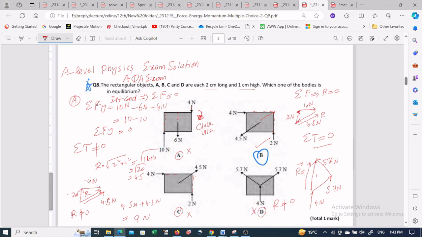So our answer is option B, because it satisfies the first condition as well as the second condition.